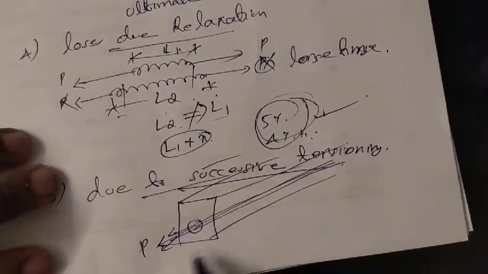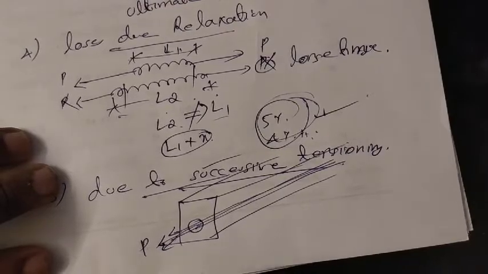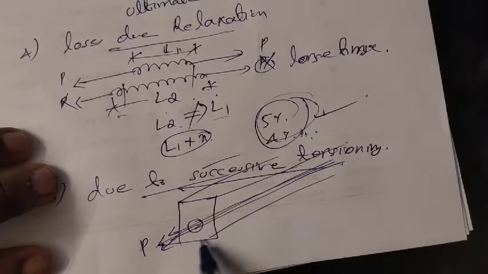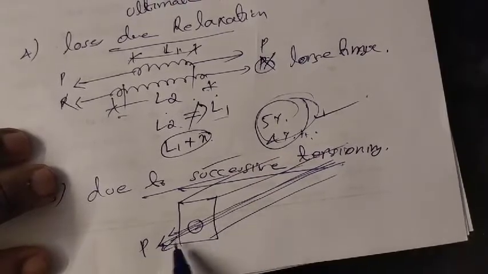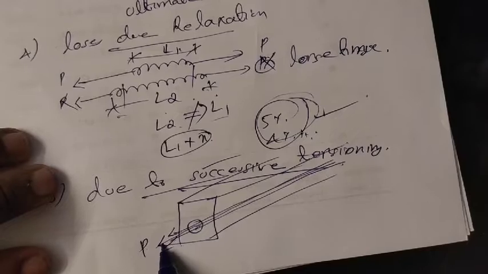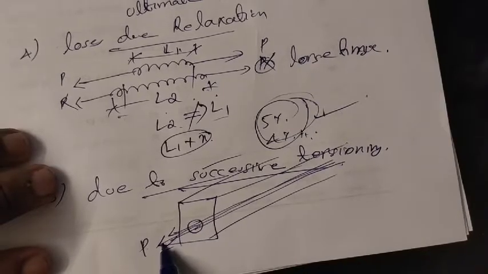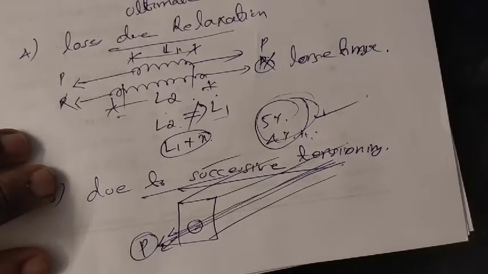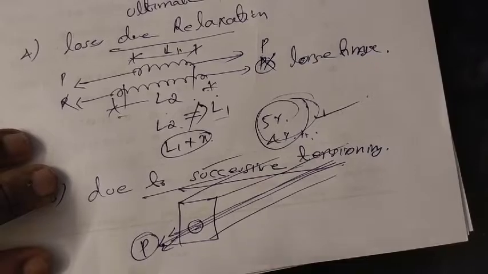After a few wires, the first one may become loose, and some of its tension may be lost. That is successive tensioning, continuous tensioning of continuous wires. The first one may relax. Due to successive tensioning this may happen, so we should identify the value by experimental method and provide an extra percentage for this type of loss.